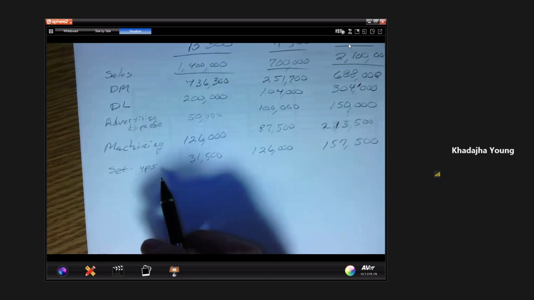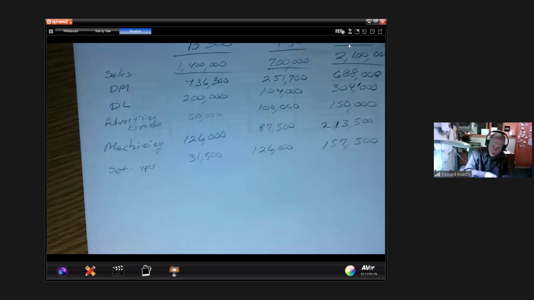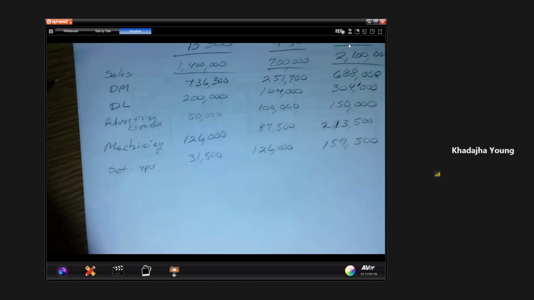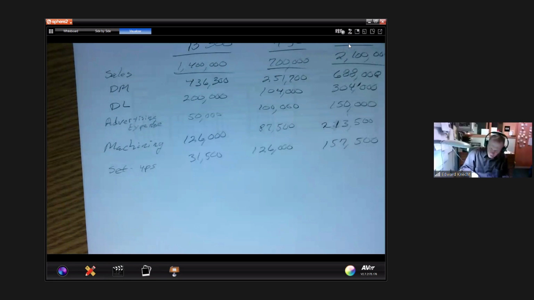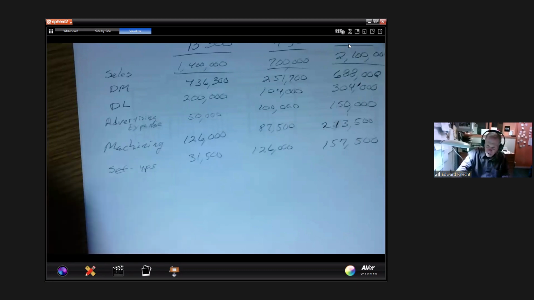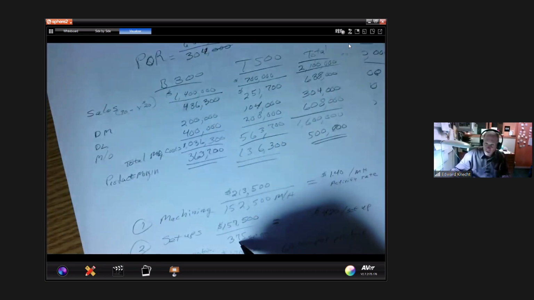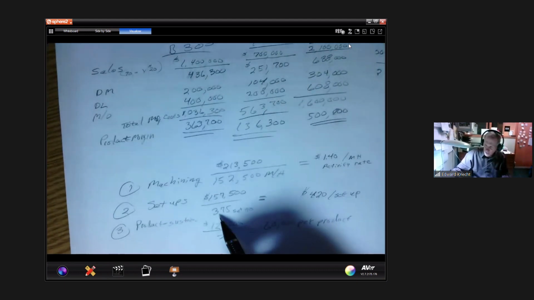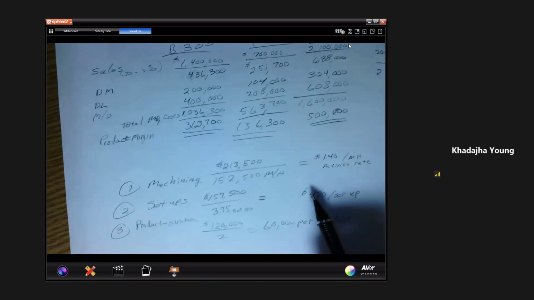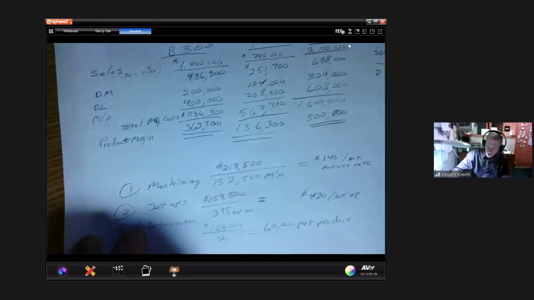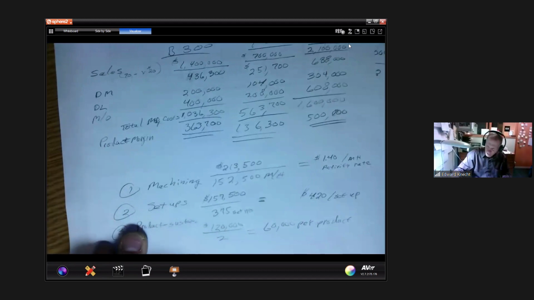Okay. Can you get to page 349? Look at the bottom, page 349, where it says setups. And then you see under B300, there's 75, and T500, there's 300. So there's a total of 375 setups. So what we had to do was take the total cost in the cost pool and divide it by the number of setups to get $420 per setup.